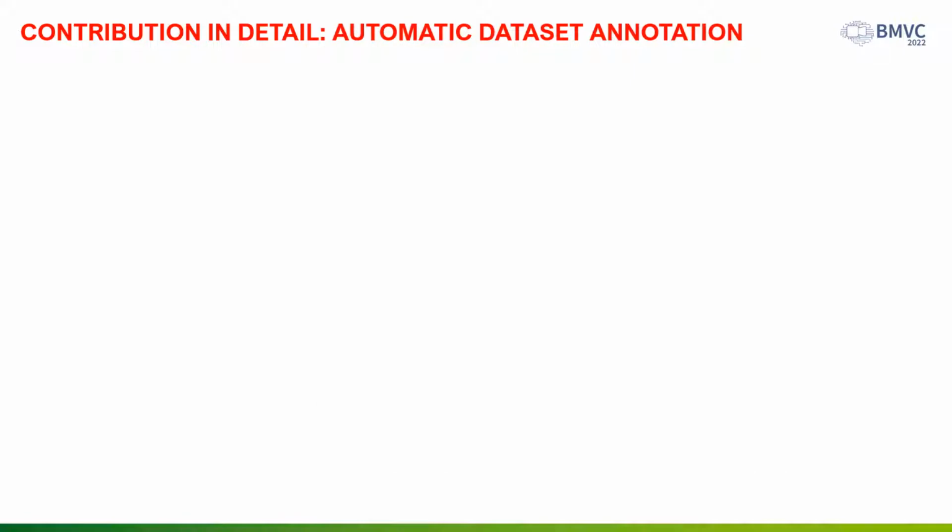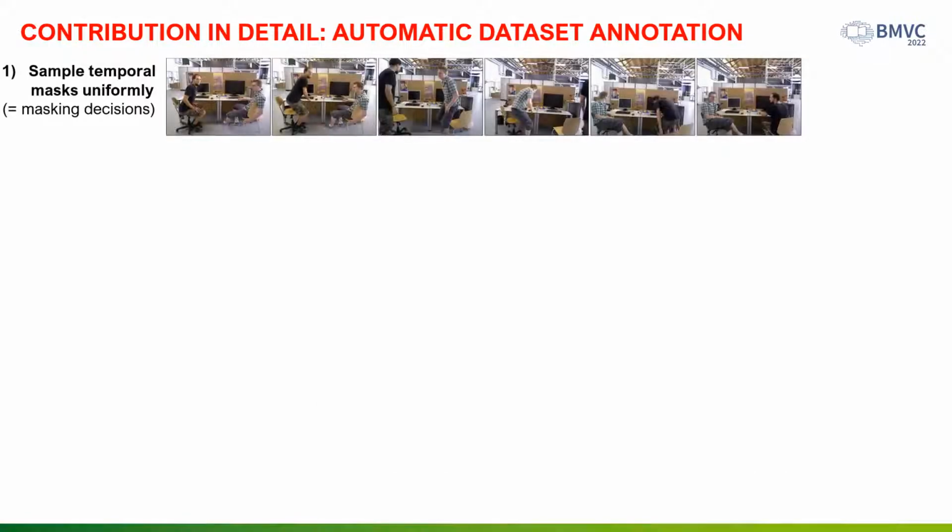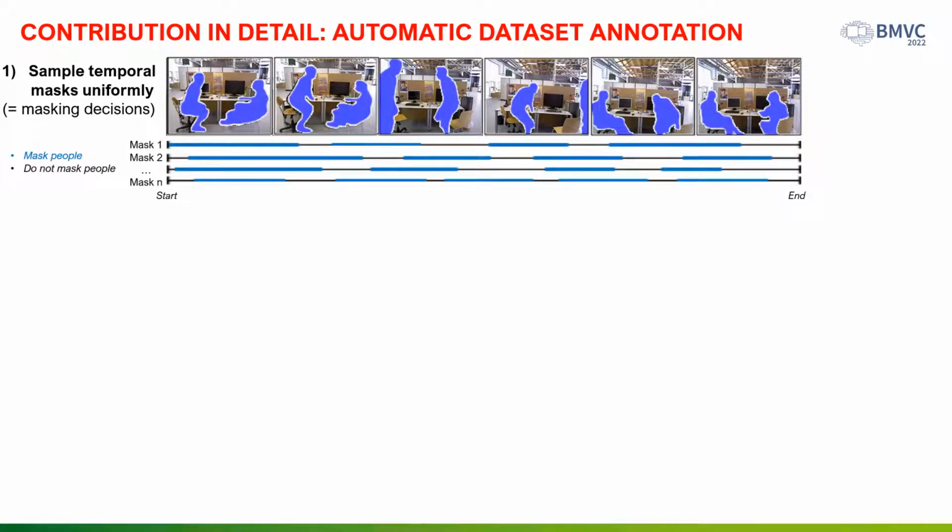Automatic dataset annotation consists in 3 steps. First, we sample temporal masks uniformly. This means that we create sets of masking decisions, deciding for every frame and every class when to mask objects of this class. Note that the semantic mask generation program is arbitrary and given by the user, as well as the SLAM algorithm and the sequence.